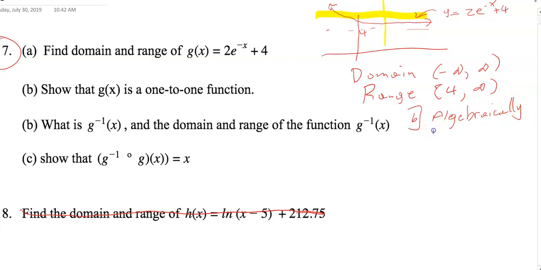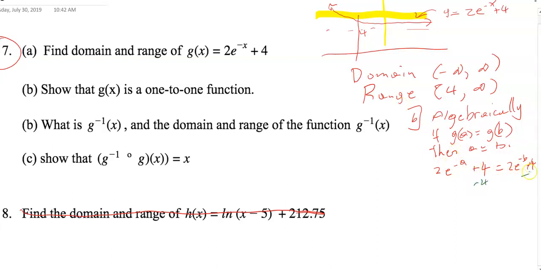you want to use the idea that if g of A is equal to g of B, then A equals B. And so what you want to do is find two x values, A and B. So let x equals A, then 2e to the negative A plus 4, and set that equal to g of B, which would be 2e to the negative B plus 4. And then do some algebra to see if A equals B.